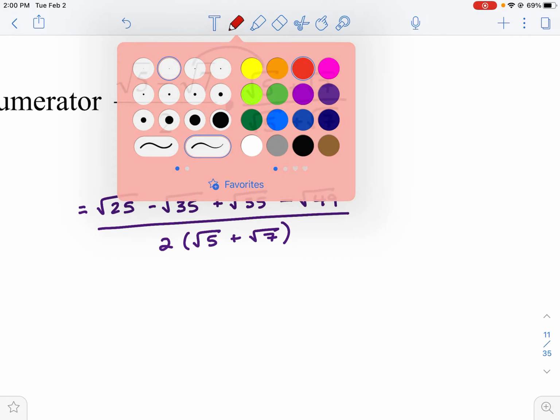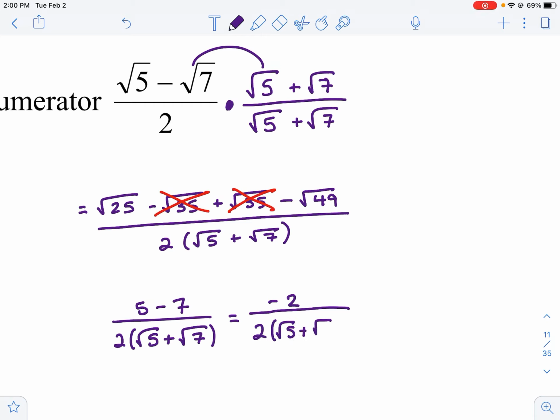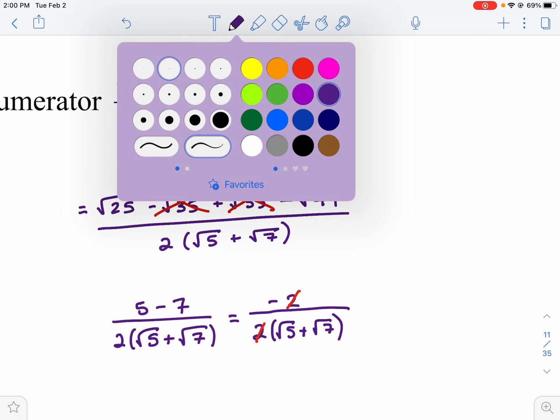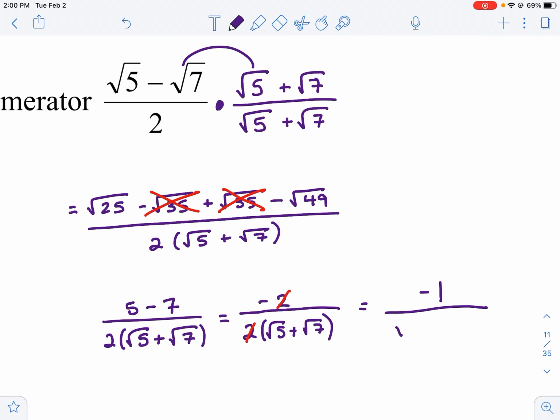So, simplifying a whole bunch of stuff in the numerator. Positive and negative root 35 cancel. Square root of 25 is just 5. Minus square root of 49 is 7. Denominator stays the same. Alright, so now the numerator, I can reduce that to a negative 2 all over this. And hopefully right away you're saying, hey, there's a 2 in the numerator, 2 in the denominator, so let's go ahead and reduce it. So our final answer, we're going to get negative 1 all over the square root of 5 plus the square root of 7. And we're all finished.